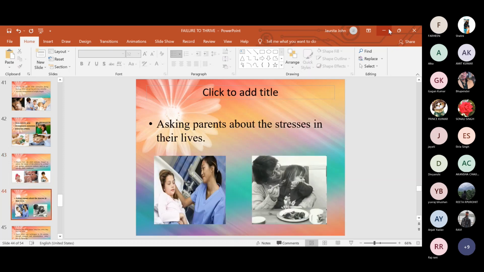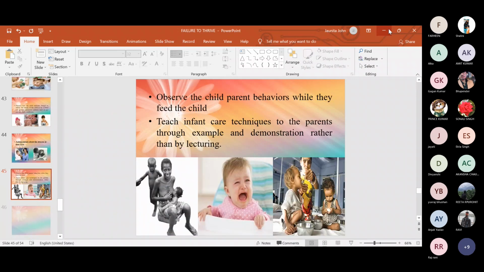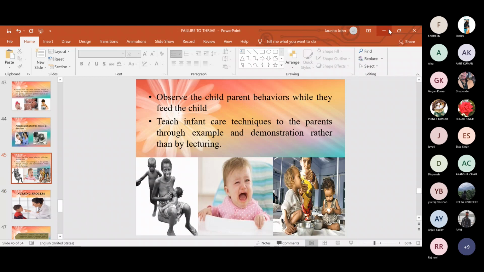Next is asking the parents about the stresses in their life. If there is any stress, because of that they are not giving proper attention to the babies, or else what the exact issue is. Next is observe the child-parent behavior. This is the same point which you had seen in the normal management. Then teach the infant care technique to the parents, by demonstrating to them or by taking lectures.